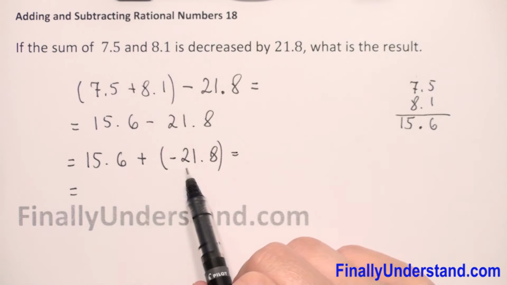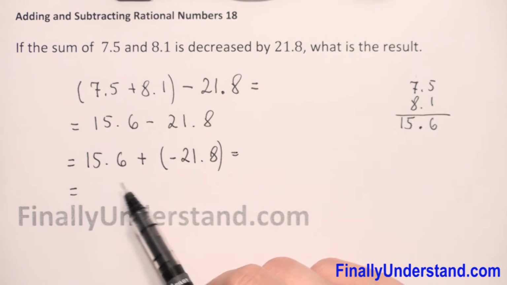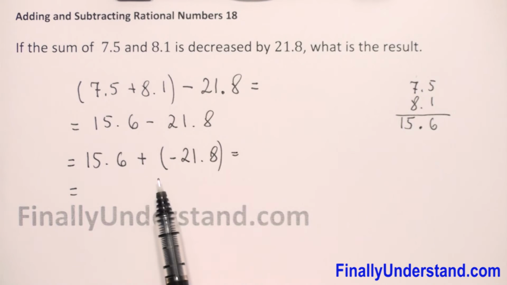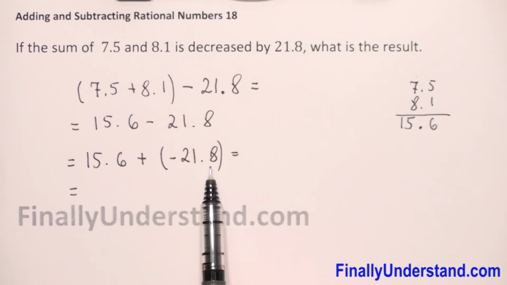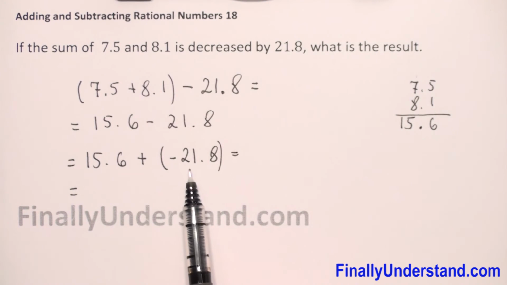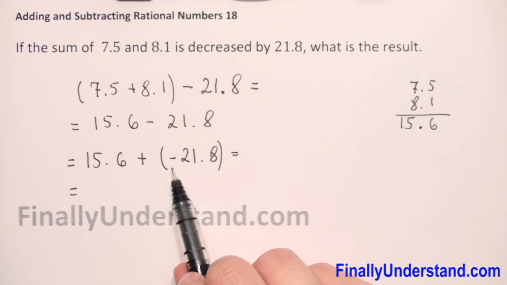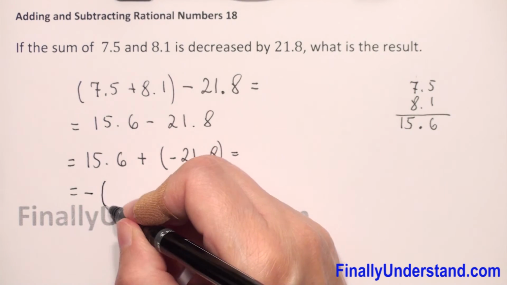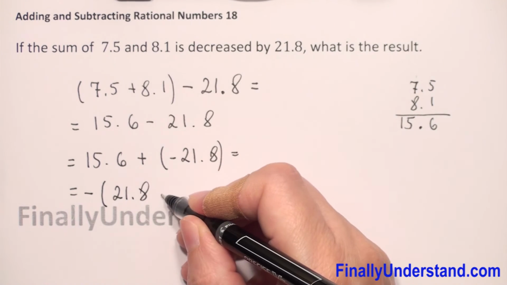Now we have one positive and one negative number. Addition. We use the same rule as for adding integers. So first we check which of these two numbers is greater. We forget about the negative sign. We compare the numbers 15.6 and 21.8. 21 is greater than 15. So we check next the sign before the greater number, which is negative. So we copy this negative sign and in parentheses we subtract the smaller number from the greater number.